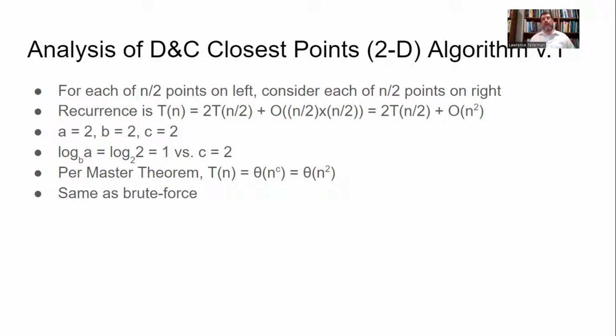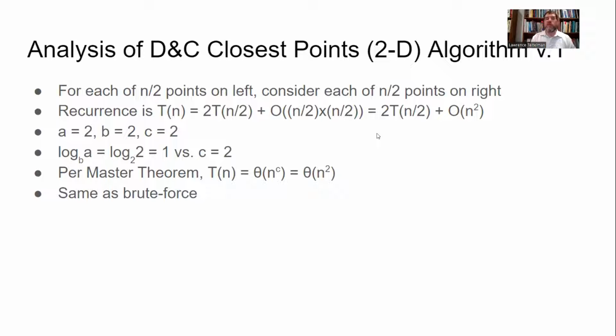And how much work do I have to do before or after the divide and conquer? This is where it gets a little hairy. Half the points are on the left, half the points are on the right. I need to multiply them because I have to compare each point on the left with each point on the right. So n over 2 times n over 2, and I get this recurrence here.